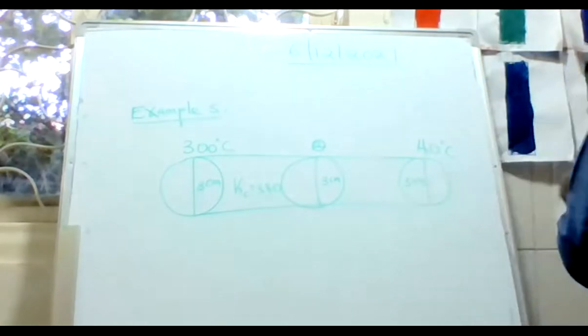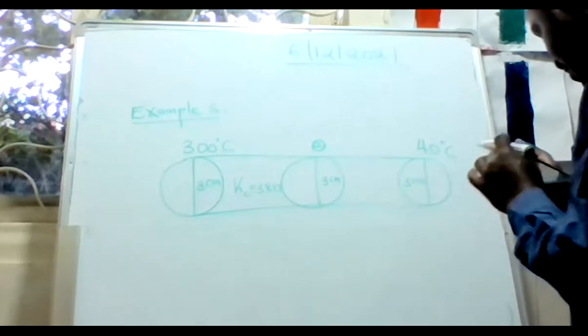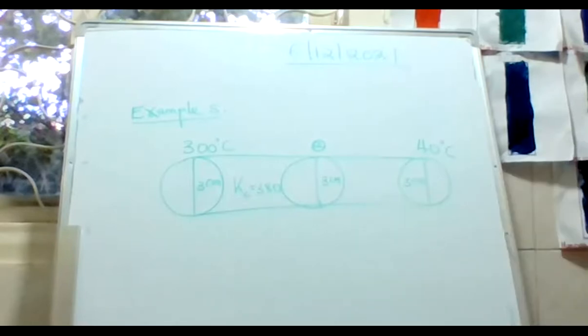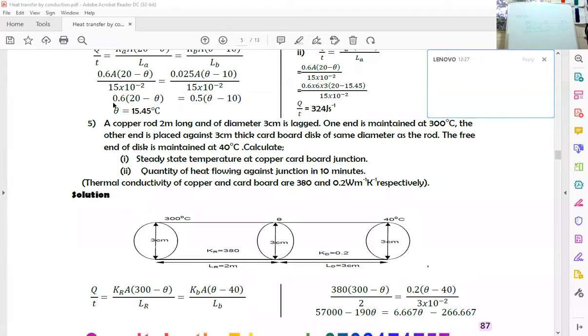And then the one for the cardboard. Let me first show you the question interpretation. A copper rod 2 meters long and of diameter 3 centimeters is lagged. One end is maintained at 300 degrees Celsius, and the other end is placed against a 3 centimeter thick cardboard disc of the same diameter as the rod. The free end of the disc is maintained at 40. Calculate the steady temperature at the junction.